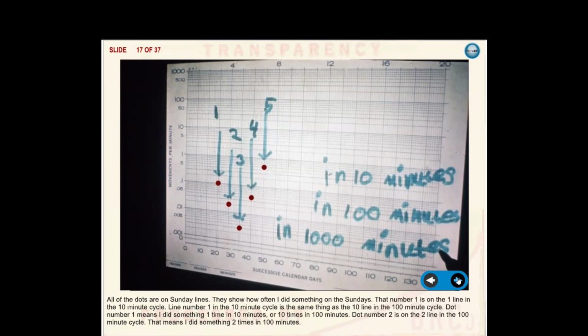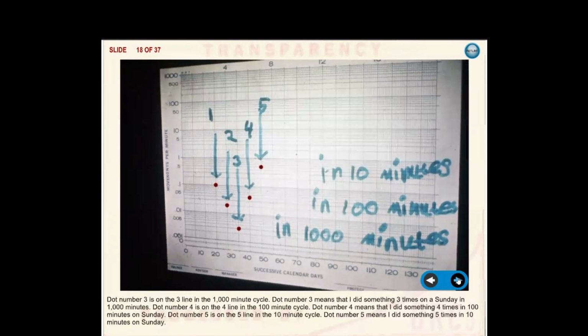Dot number 2 is on the 2 line in the 100-minute cycle. It means that I did something 2 times in 100 minutes. Dot number 3 is on the 3 line in the 1,000-minute cycle. Dot number 3 means that I did something 3 times on a Sunday in 1,000 minutes. Dot number 4 is on the 4 line in the 100-minute cycle. Dot number 4 means that I did something 4 times in 100 minutes on Sunday. Dot number 5 is on the 5 line in the 10-minute cycle. Dot number 5 means that I did something 5 times in 10 minutes on Sunday.